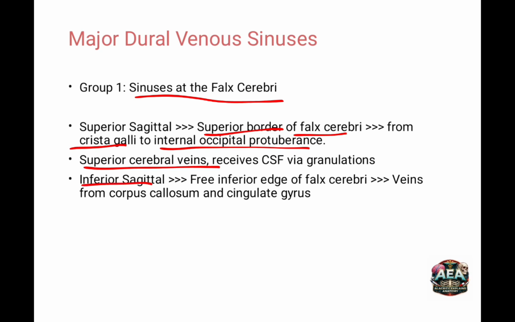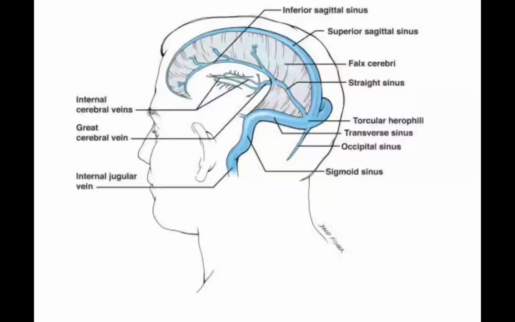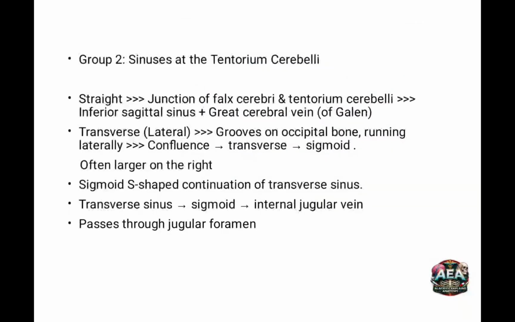Then we have the inferior sagittal sinus, which is located at the free inferior edge of the falx cerebri, and veins from the corpus callosum and cingulate gyrus drain into this sinus. If you look at this image, you see the falx cerebri here, the superior sagittal sinus, as well as the inferior sagittal sinus.